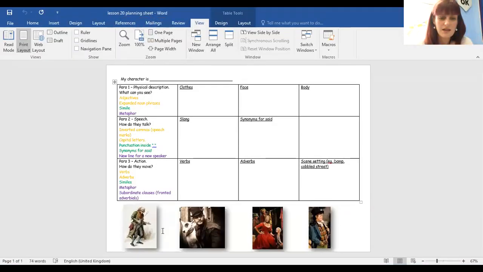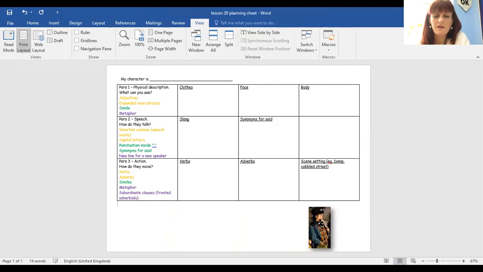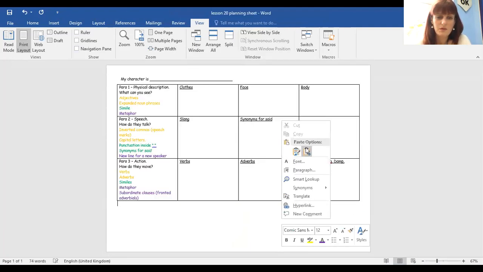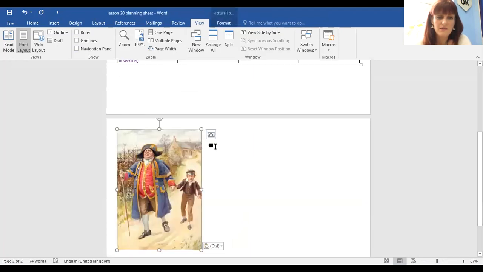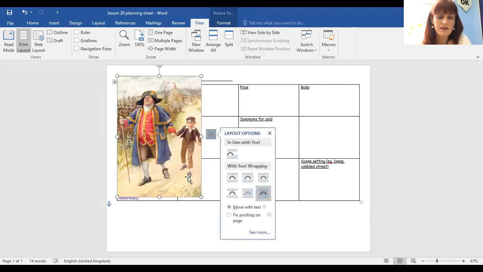So here it is, okay? So on my planning sheet, I'm going to get rid of these pictures. Oh, hello, I can't do that button. I'm going to get rid of those and I'm going to put in the picture of Mr. Bumble. Oh, there he is. And then I'm just going to do some clever whizzy stuff. There he is. Right. Okay.